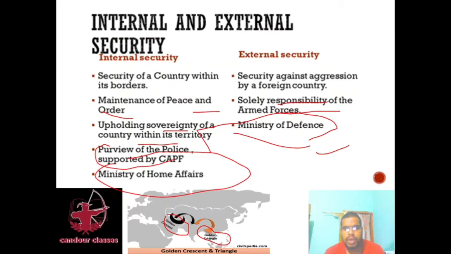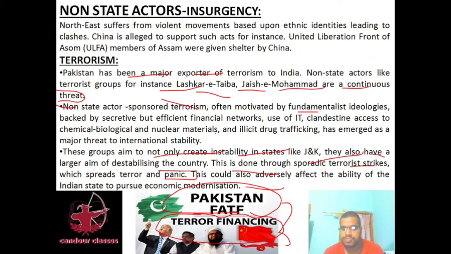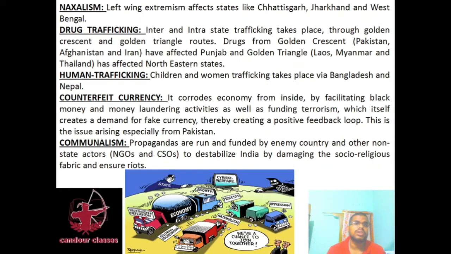Why are these named so? Because these are basically known for opium production. From the Golden Crescent, India's Punjab and the western region are affected, and from the Golden Triangle, the northeast region is affected. On drug trafficking, there is one film on taking drugs in Punjab.